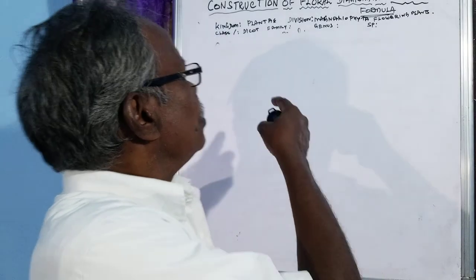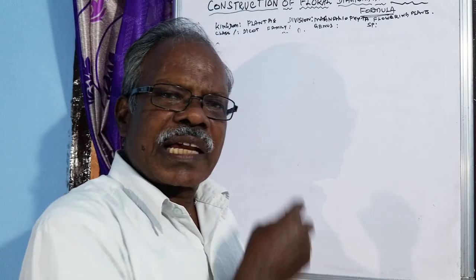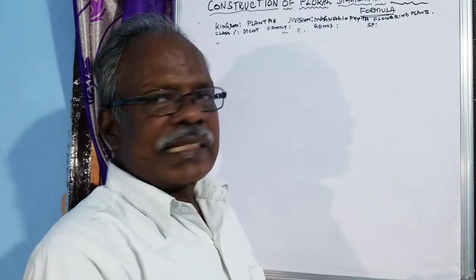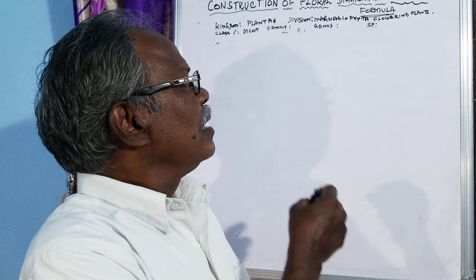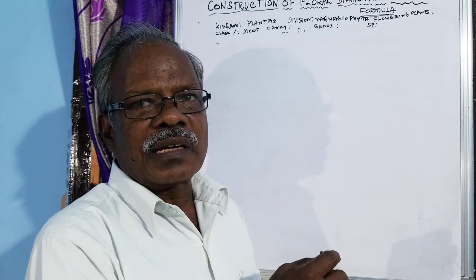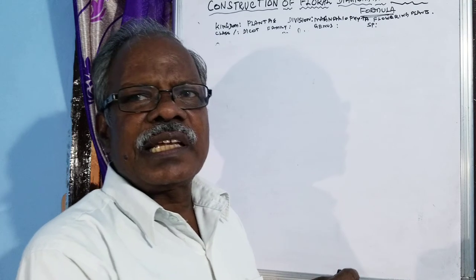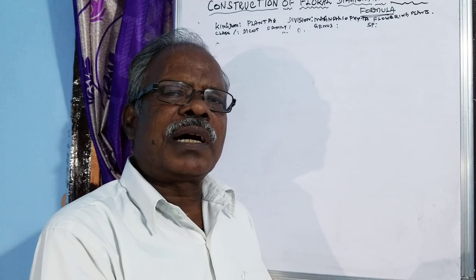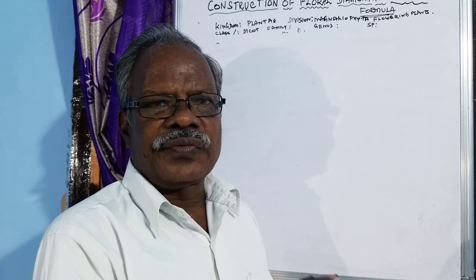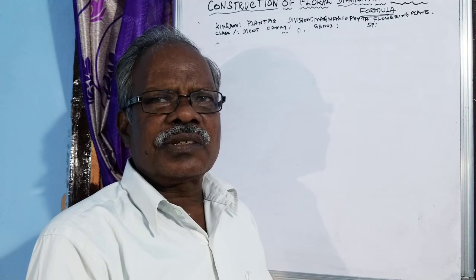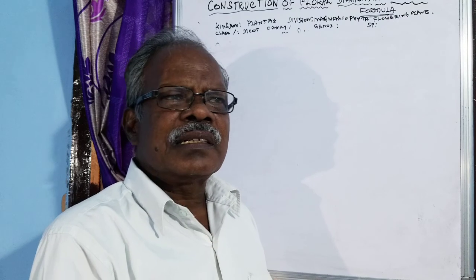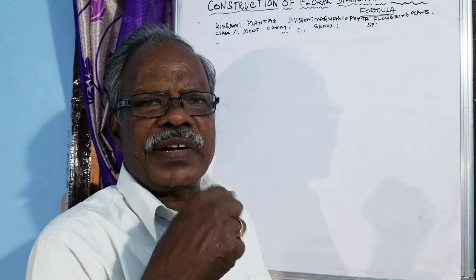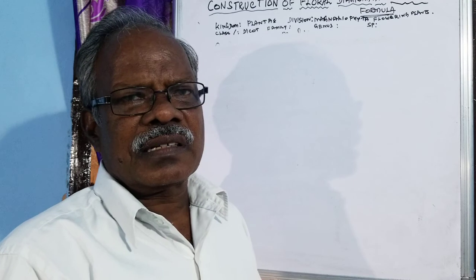So today in this video we will take up the construction of floral diagram and floral formula. First we will see what is meant by flower. Flower is the modified shoot for production. So for the purpose of production, the shoot is modified into flower.